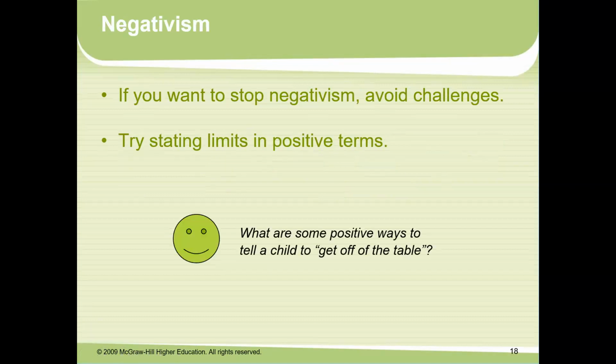Negativism. If you want to stop negativism, avoid challenges. I mean, prevention, right? Try stating limits in positive terms. So, what are some positive ways to tell a child to get off the table? If you could think about that for a second. I've heard teachers say, get off the table. No, we don't use that.